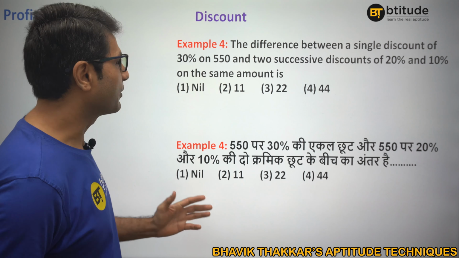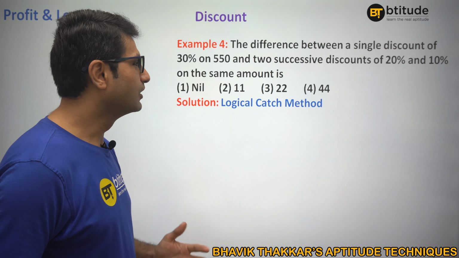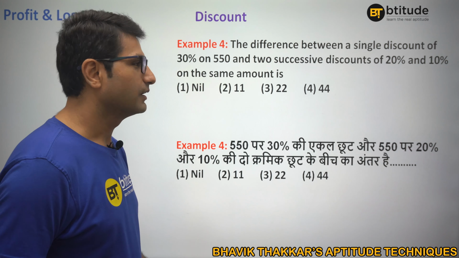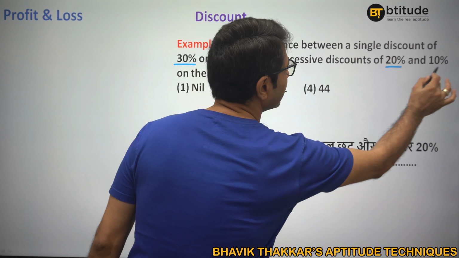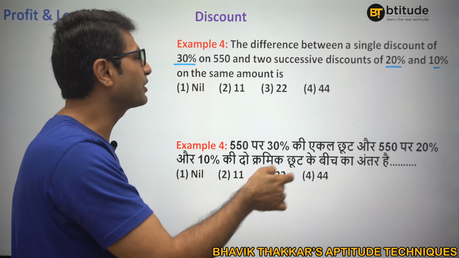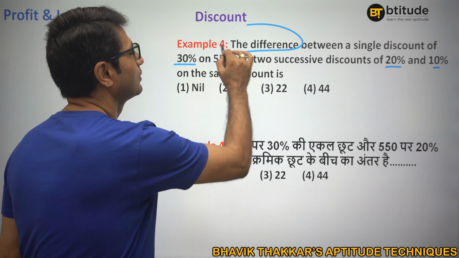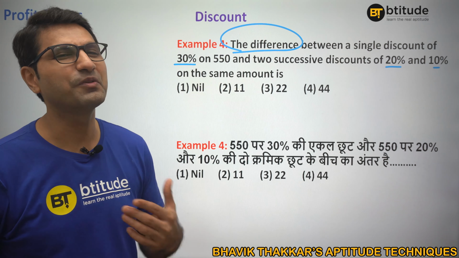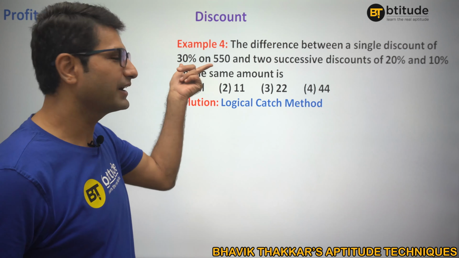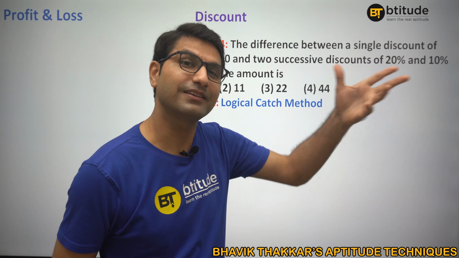Alright then. What about this one then? Can you again pause the video and try to do it on your own? Look, the best method would be, because it says 30% here and 20 and 10% that are successive discounts, and we are supposed to find out the difference between these 2 discounts, right? Now we know the logical catch would be very easy. Why? Because here you are getting 30%, straight 30% discount, but here 20 plus 10, that is all again 30.